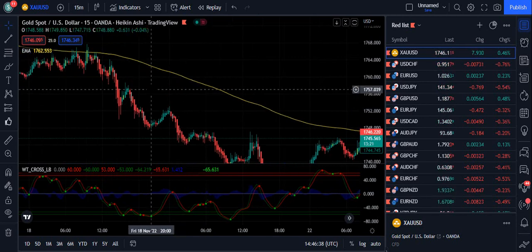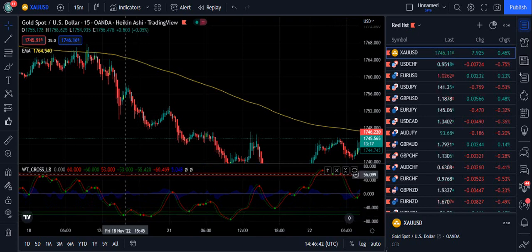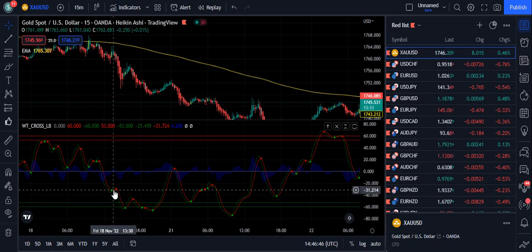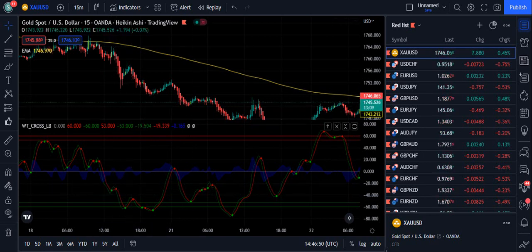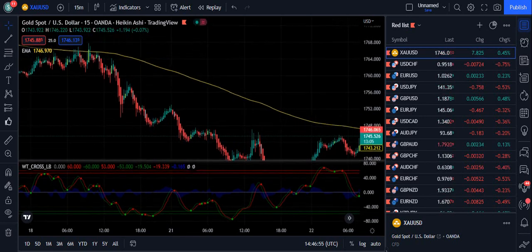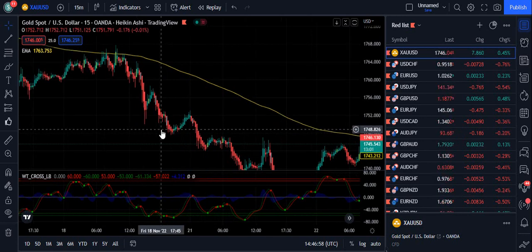Okay, so first of all, please note that we have some dots on the indicator below. As you can see, green dots for buy and red dots for sell. So you just need to take care of one thing, that you are not supposed to take any kind of buy positions when you are below the 200 EMA, right?